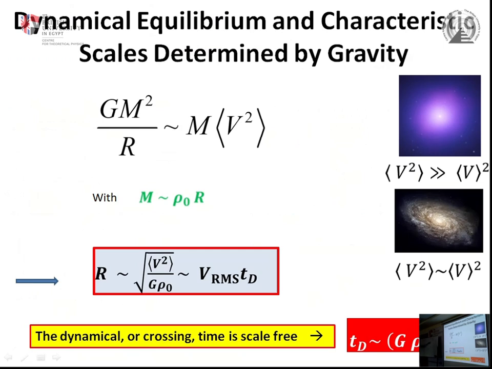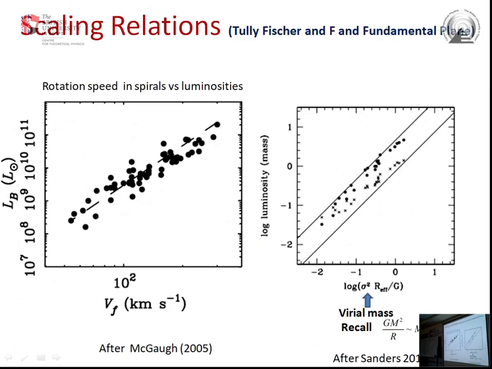Mind you, it does not depend on R or on M separately, but on the combination M over R cubed, meaning it is scale-free. Very important. And it's because the potential is a power law, GM over R. All power law potentials are like that. It is easily shown. You can do it as an exercise. Instead of R cubed or whatever, you will find the same. Right? Therefore you get scaling relations in galaxies.